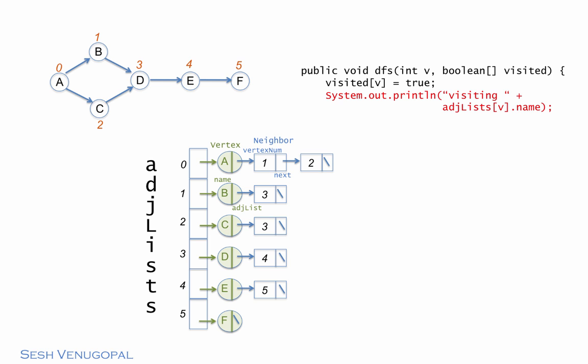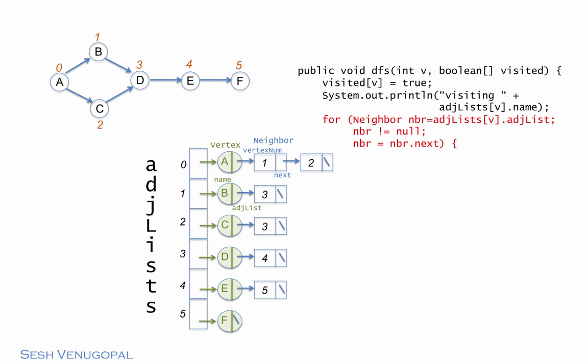Since we need to go through all the neighbors, we need to loop through the adjacency linked list. A pointer called NBR is used to track through the linked list, initially set to the first neighbor of the vertex, which is referenced through the edge list field of the vertex object. The loop spins until the NBR pointer hits null, advancing to the next neighbor in every iteration.